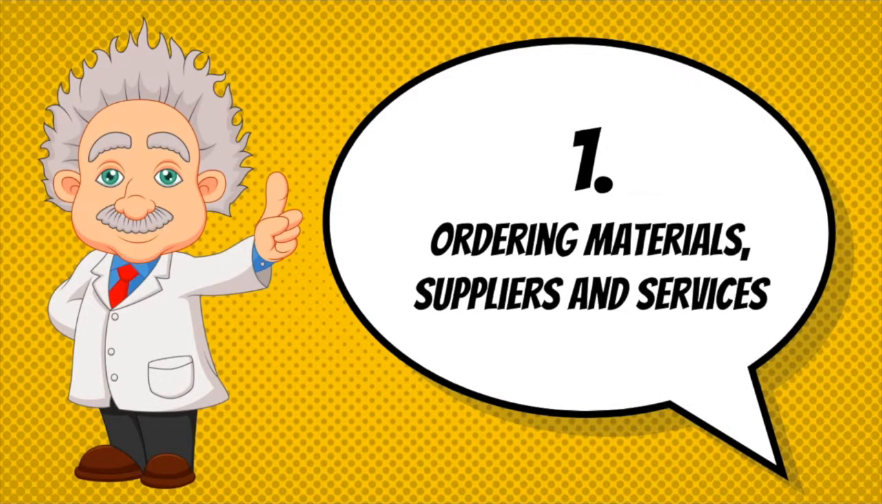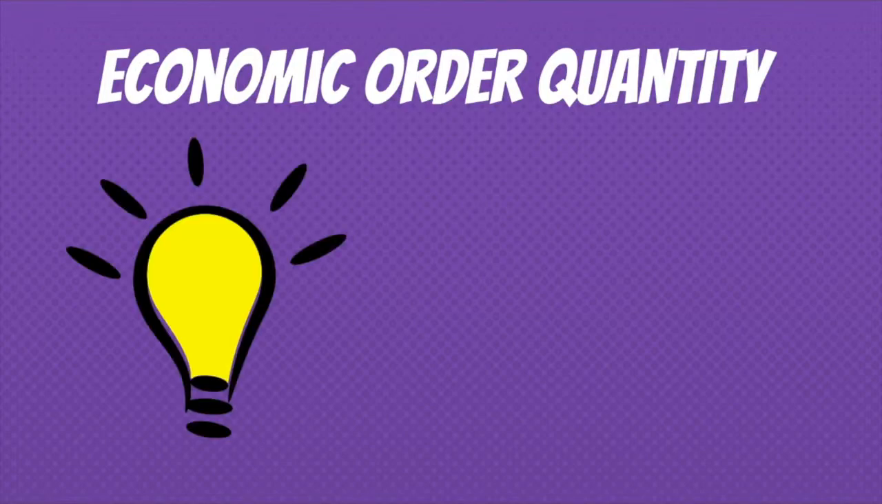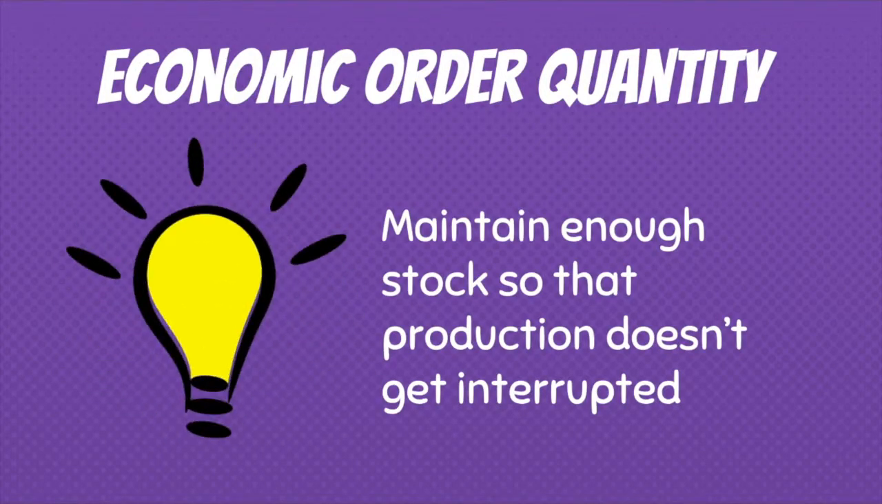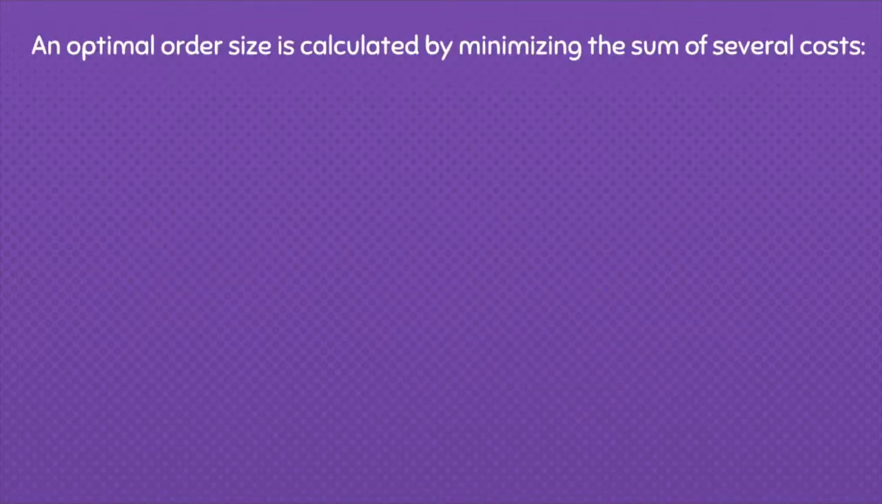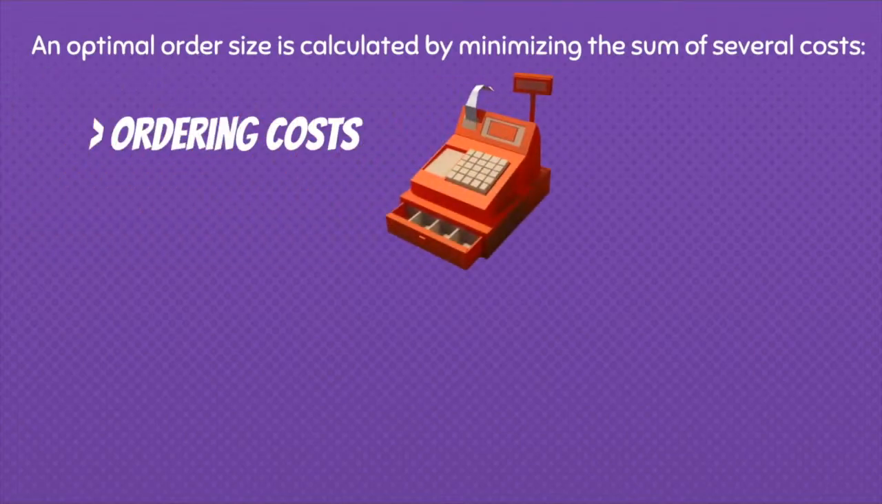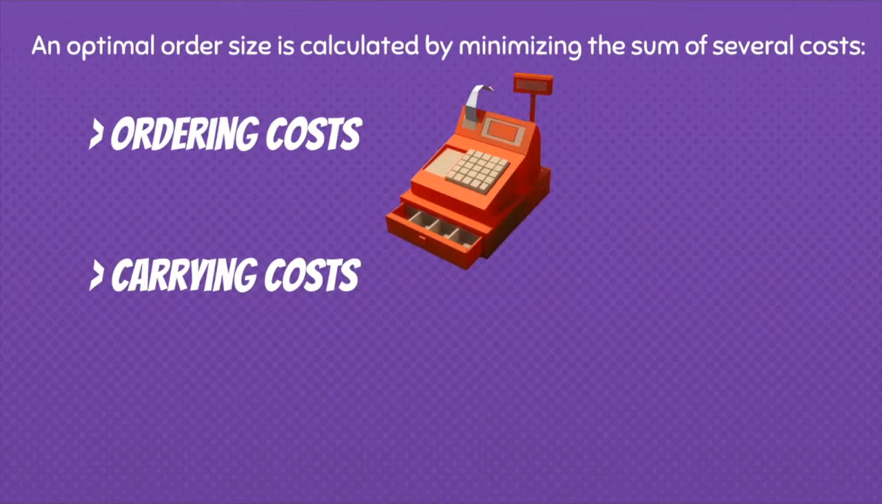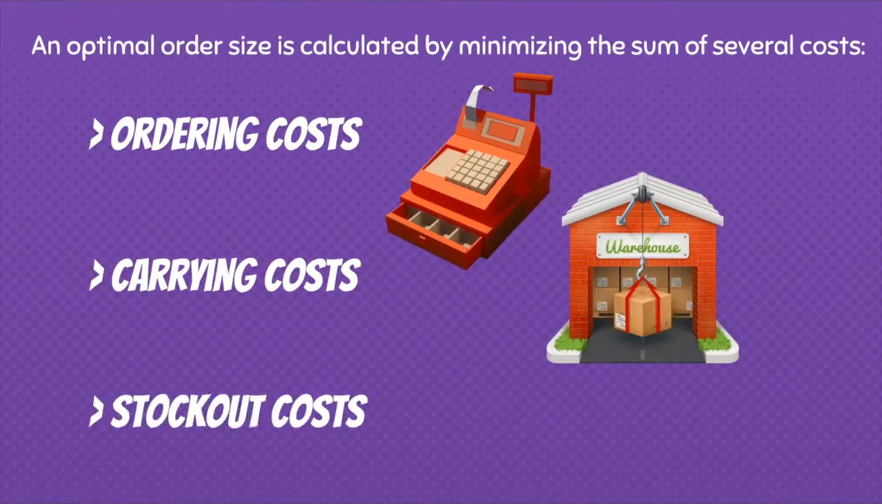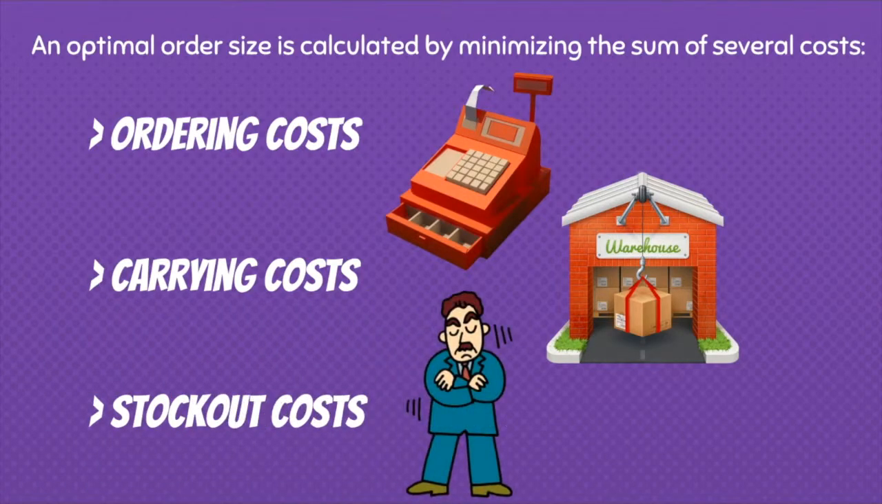The traditional approach is called the economic order quantity, and its goal is to maintain enough stock so that production doesn't get interrupted. An optimal order size is calculated by minimizing the sum of ordering costs, which include all expenses associated with processing purchase transactions, carrying costs, which are related to holding inventory, and lastly, stock-out costs, which result from inventory shortages, such as lost sales and production delays.